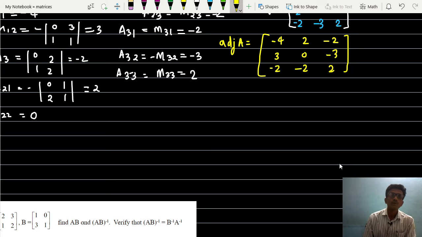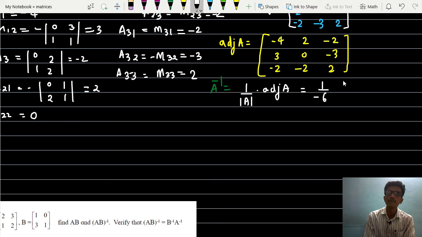Now the inverse of a matrix: A inverse is equal to 1 upon determinant of A into adjoint of A, which is 1 by minus 6, since minus 6 is the determinant.